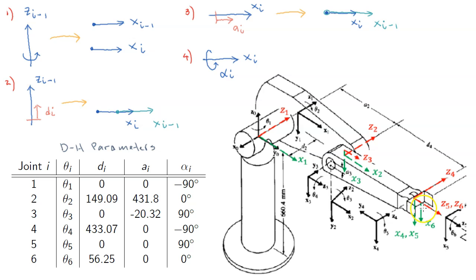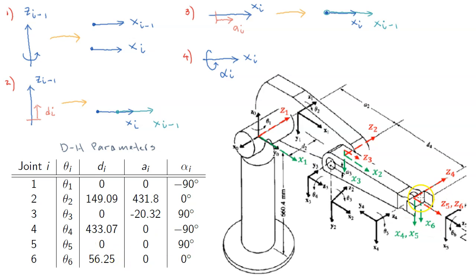Next, we want to find A6. A6 is how much I have to translate coordinate frame 5, which we have rotated and translated, again in x6 such that the two origins coincide. We have just moved from here to here, and the origins are coinciding already. So we don't have to translate in x6. That is why A6 is 0.